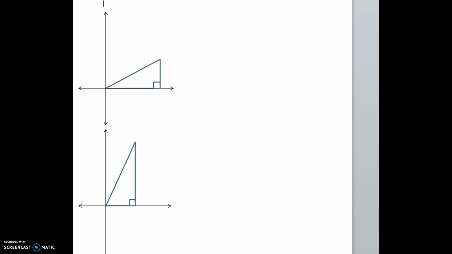Everyone, it's Miss B, and I'm going to show you how to derive the side lengths of a 30, 60, 90 special right triangle, which in radians would be a pi over 6, pi over 3, pi over 2 special right triangle.